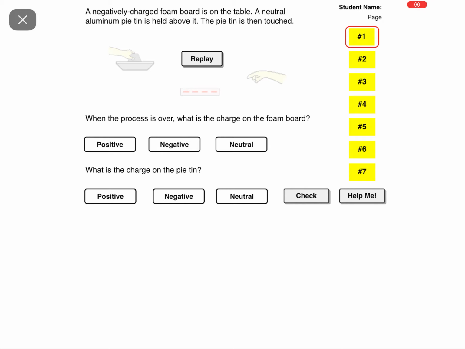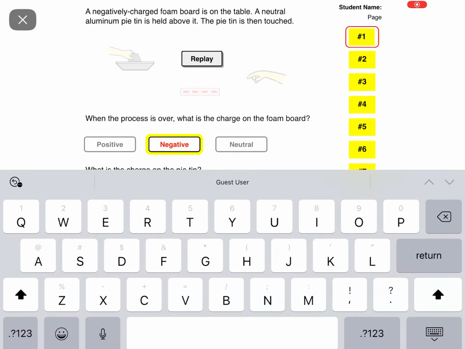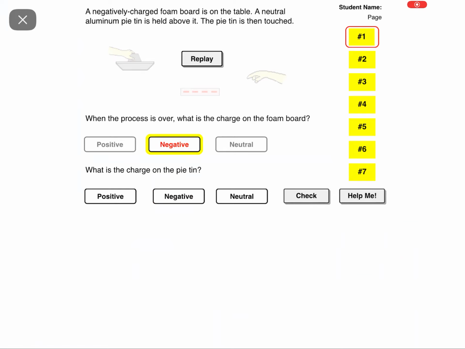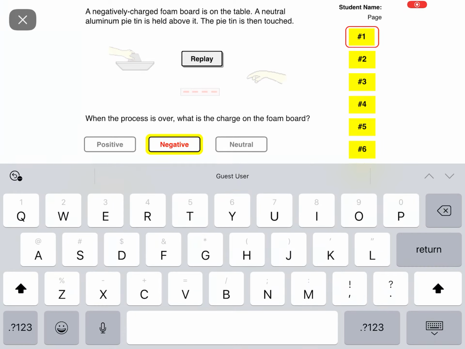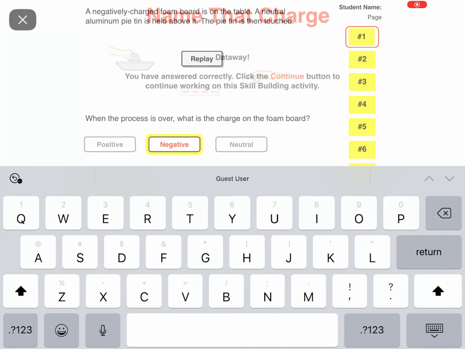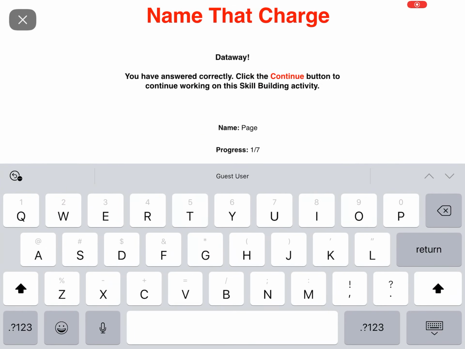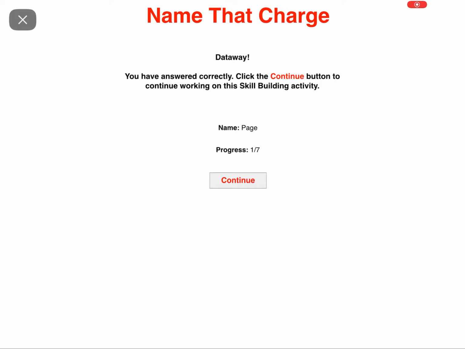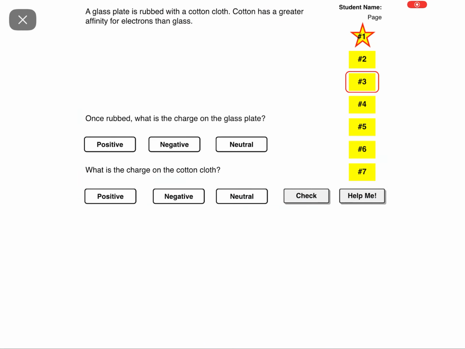So what is the charge on the foam board afterwards? Well, that doesn't change. And what is the charge on the pie tin afterward? It's going to be positive. So let's go ahead and check. And I got that one right. Woohoo! That was a really hard one because that's charging by induction. Let's try a couple more and see how we do.